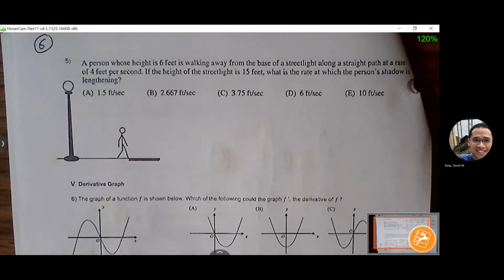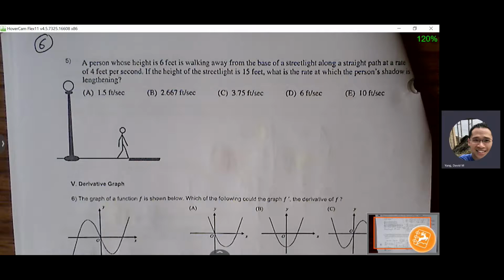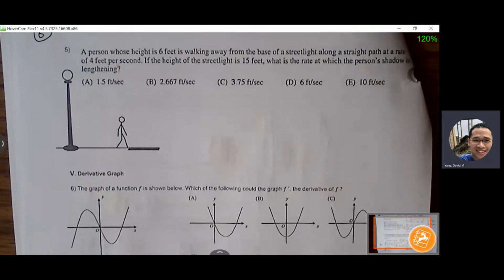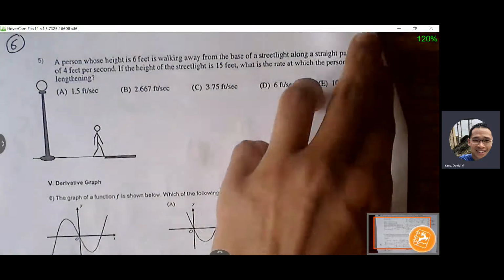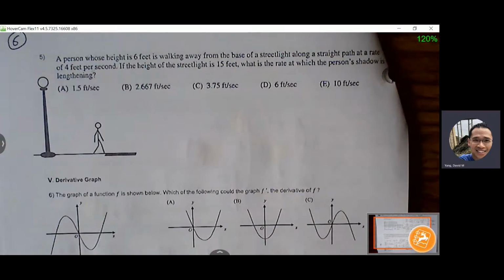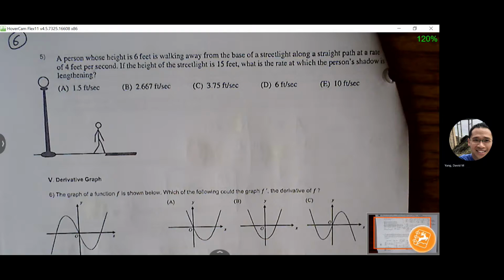Another important topic within related rates is dealing with similar triangles. Similar triangles can come in two forms, usually cones or these shadow problems. These shadow problems tend to be a little bit easier, but it also requires us to know how to set it up and how to define some of these variables that show up. Okay, so let's walk through this problem here. Page 6.